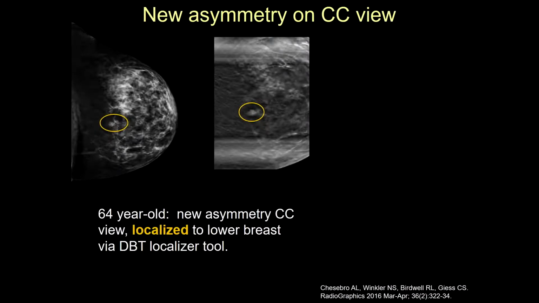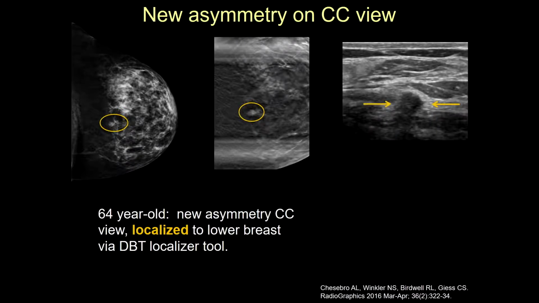And just a case from our practice, this patient developed a little one-view finding, an asymmetry at the fibroglandular fatty junction near the Milky Way. She's quite heterogeneously dense. It wasn't visible on the MLO view, but we could localize it to the lower breast by using that tomosynthesis localizer tool, and that guided ultrasound evaluation showing a small hypoechoic mass, small invasive cancer.